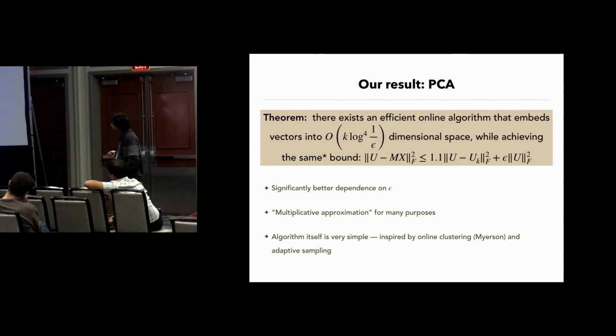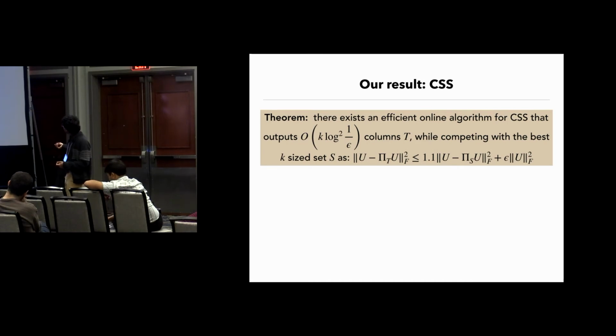And one of the things is that the algorithm itself is very simple, and it's inspired by online clustering. There's a very beautiful algorithm of Meyerson, which I will talk about a little bit, and our algorithm is basically inspired by that. And for the online version of column subset selection, what we show is a very similar result, except that the dependence on the log is a little bit better. And you might think that column selection is often harder than PCA, but it turns out that it's basically the analysis that causes this.